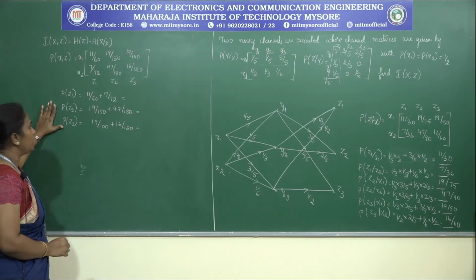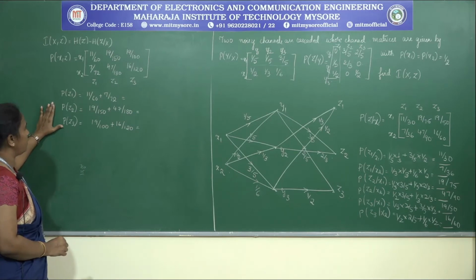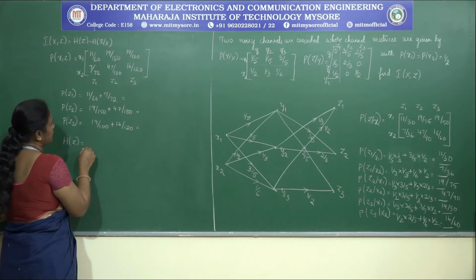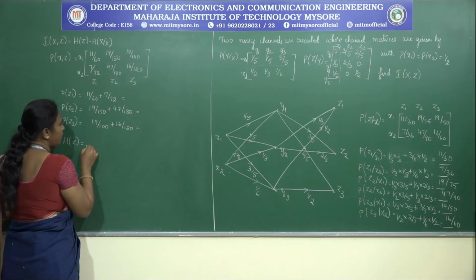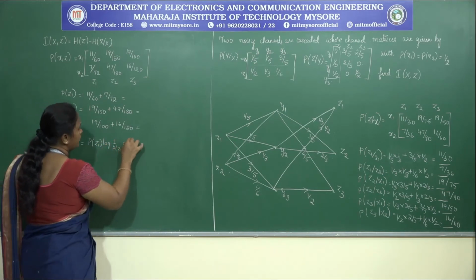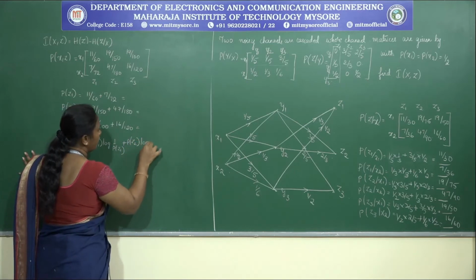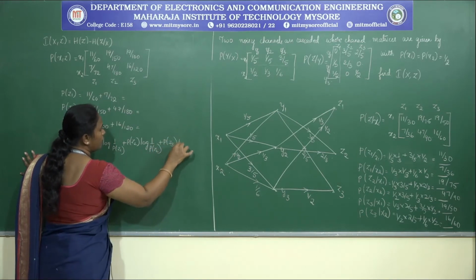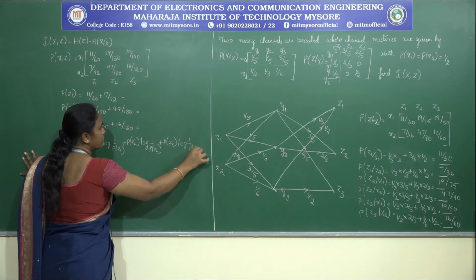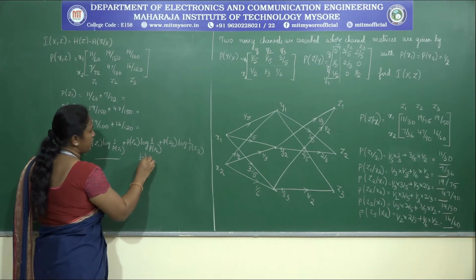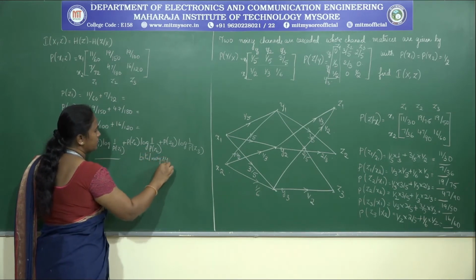So once you find out your z1, z2 and z3 values, next you can find your H of z. So H of z is equal to, you know the formula. H of z is nothing but P of z1 log of 1 by P of z1 plus P of z2 log of 1 by P of z2 plus P of z3 log of 1 by P of z3. So substitute z1, z2 and z3 values in this and find out your H of z. It is bits per message symbol.